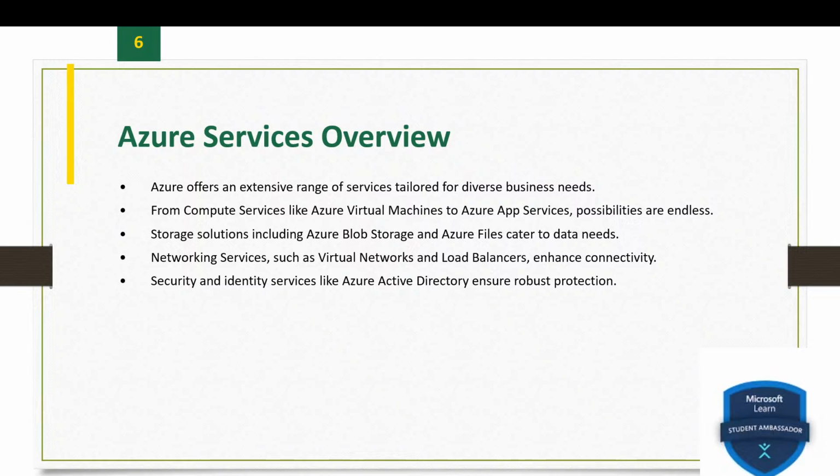First one is compute services. In this, Azure Virtual Machines, Azure App Services, Kubernetes Services, Azure Functions, and Azure Batch will be included. And second one is Azure Storage Services. It consists of Azure Blob Storage, Azure File Storage, Azure Disk Storage, and Azure Queue Storage.